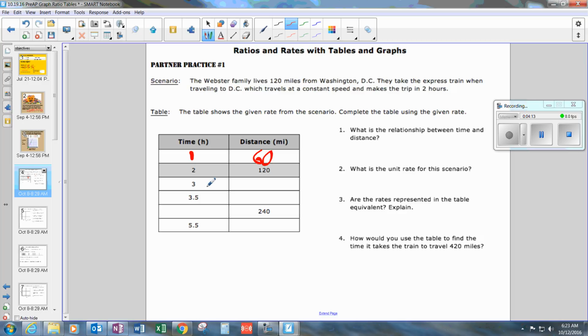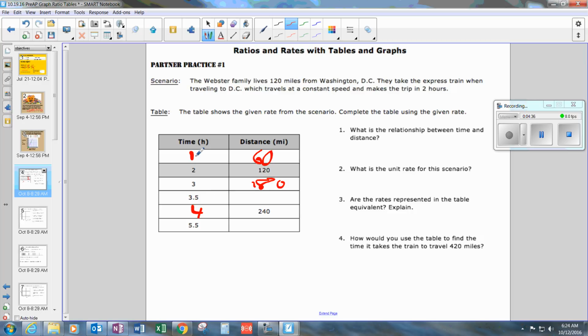In 3 hours, every hour they can do 60 miles. So 2 hours, 120, to 3, 60, 60, 60, that would be 180. What if they do it for 4 hours? That'd be 60, 60, 60, 60, or 240. Can I just multiply by 60? Yes, I can.